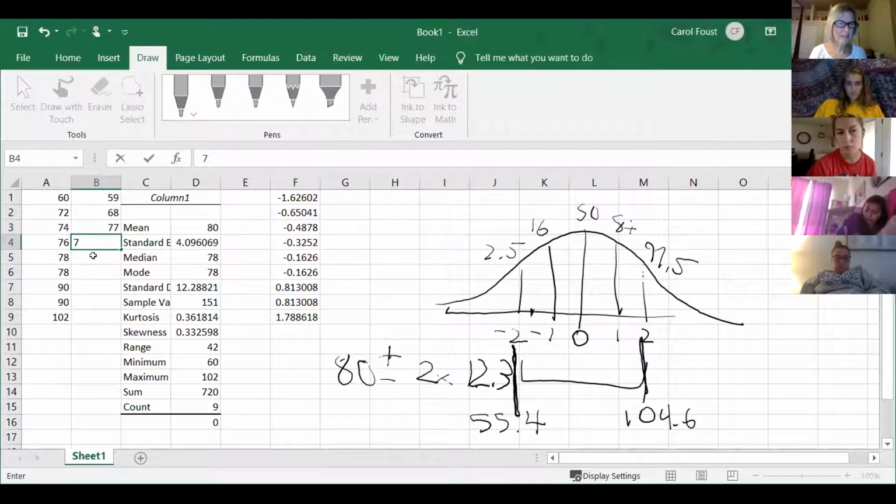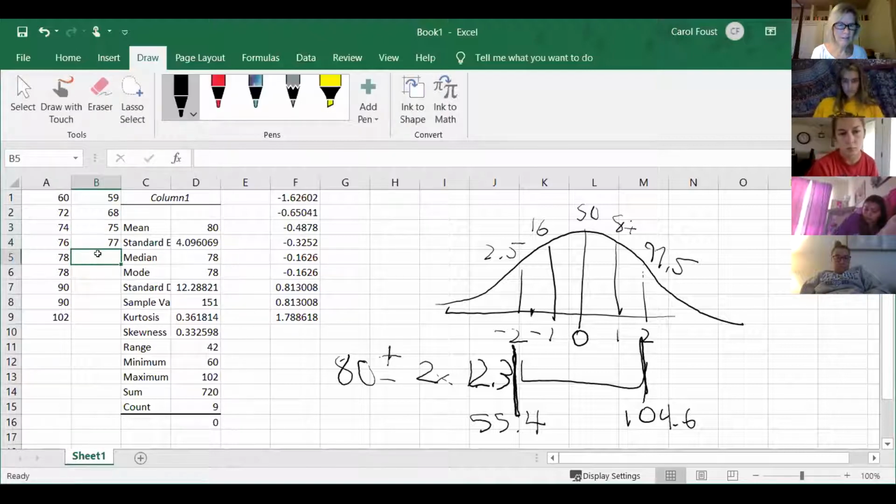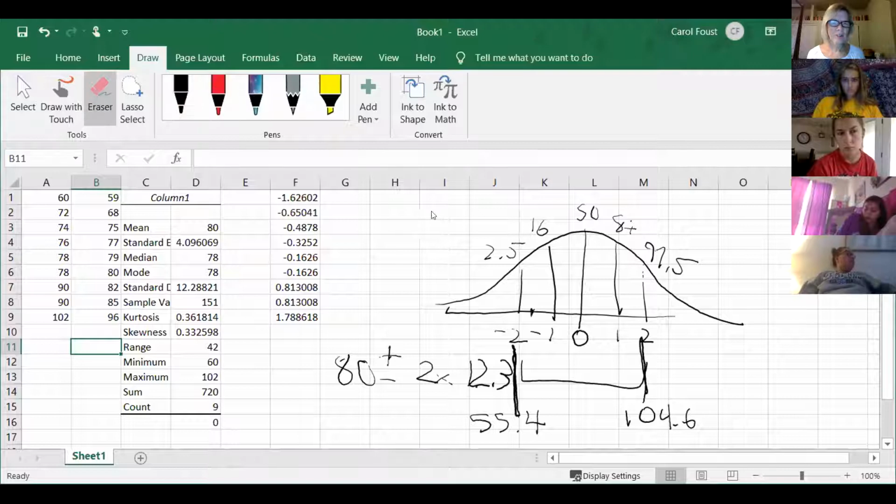Oh, I want to do them in order again. Let me change this. Okay, so now we have two arrays of data. This is the midterm and this is the final. Okay, so if I wanted to go in and do a comparison of them, let me first get rid of this.